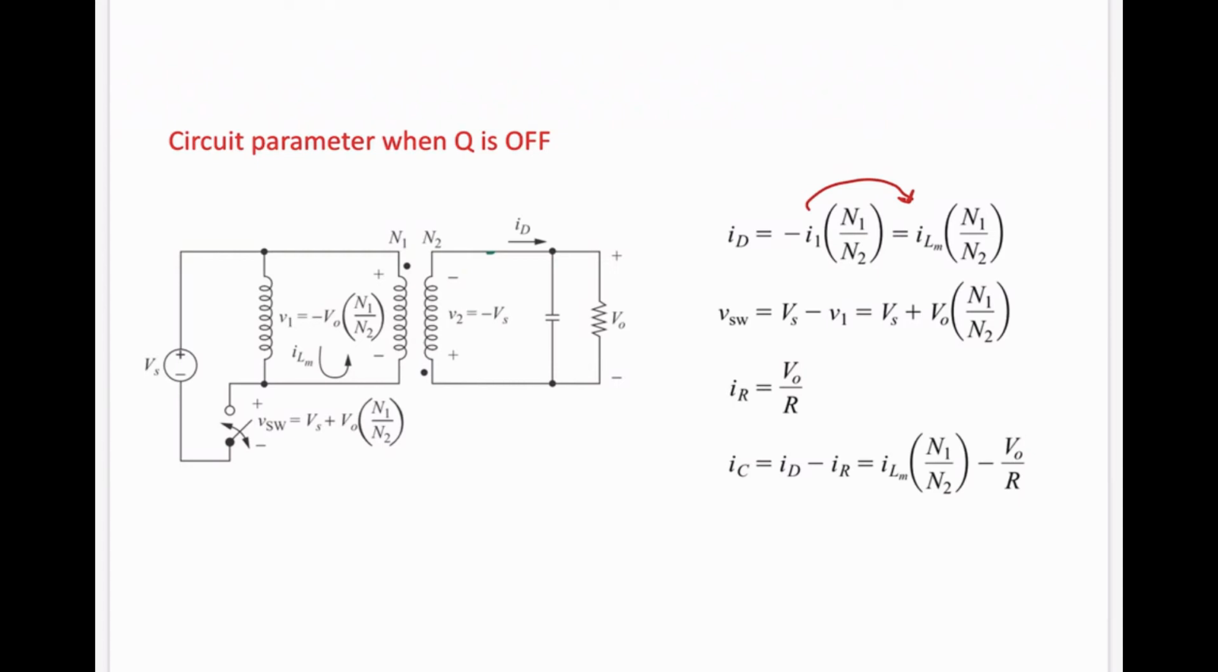If you look at the polarity, this is the reference polarity, but now at the moment the polarity is like this when your switch is in the off state, right? So because of the opposite polarity, the voltage across it is minus V1. So total voltage across the switch is Vs minus V1, and the V1 by itself is equal to minus V0 into N1 by N2. So you will get Vs plus V0 into N1 by N2. So that is the voltage that will be appearing across the switch terminal, and your switch will have to withstand that one.